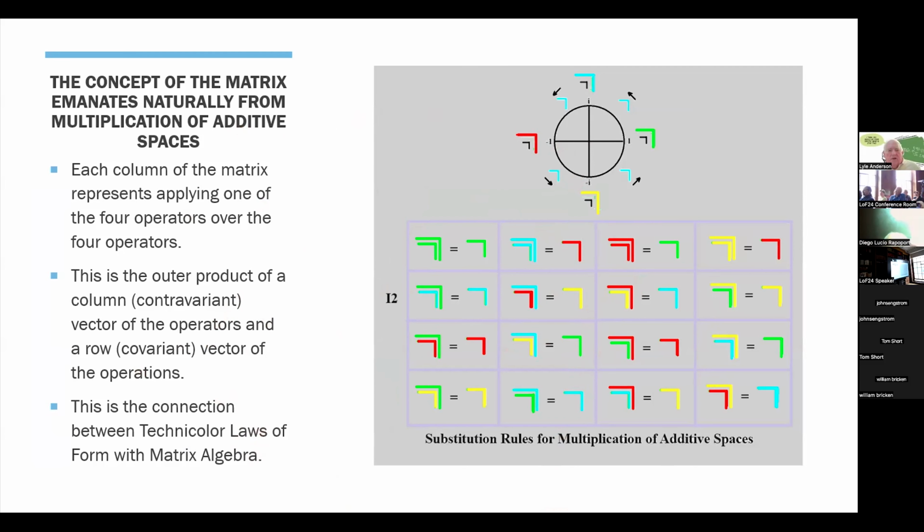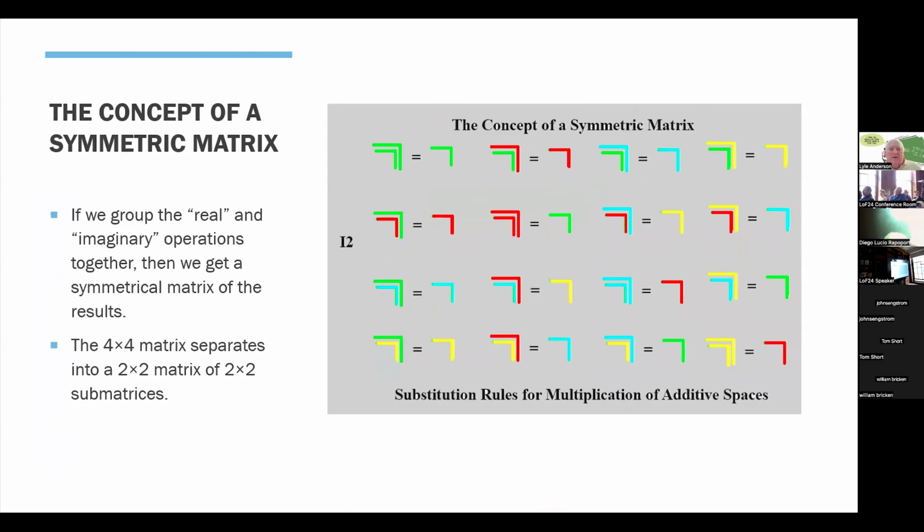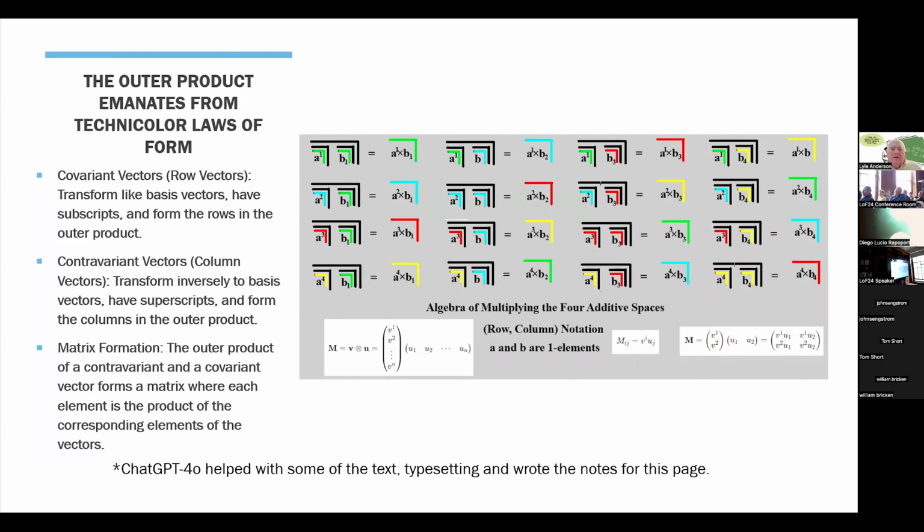So let me get my cursor back down to the right one there. And we can also get symmetric matrices. Now this is interesting because it's symmetric in the result, but it's anti-symmetric in the initial thing. And then finally, we get the outer product. ChatGPT helped me with this and did the typesetting on that.